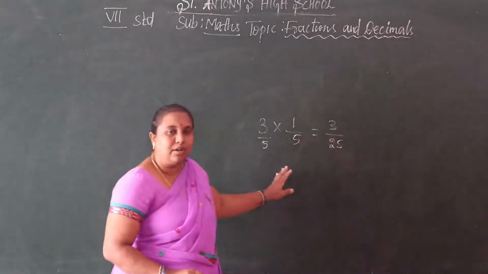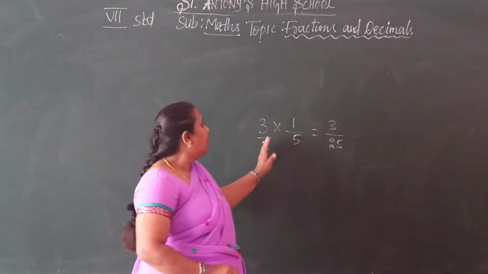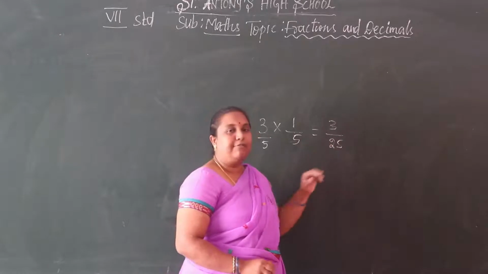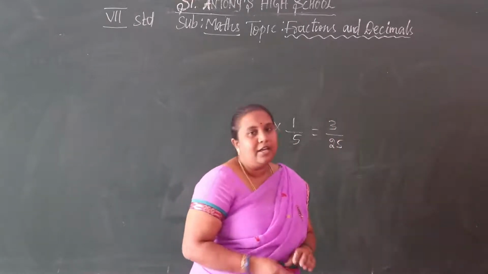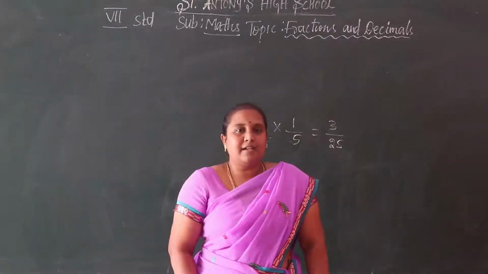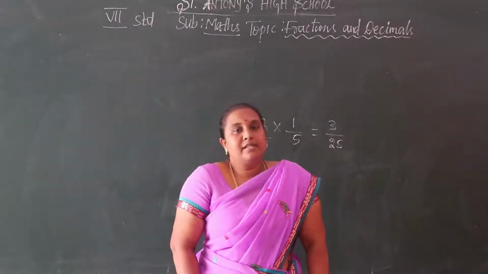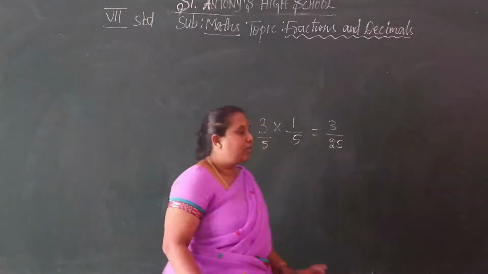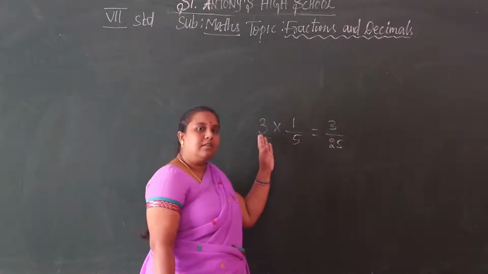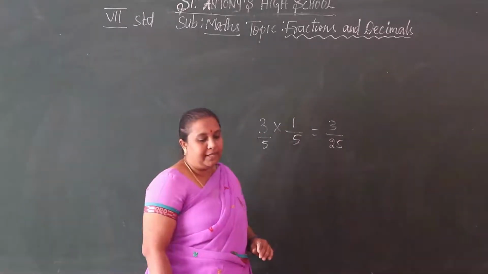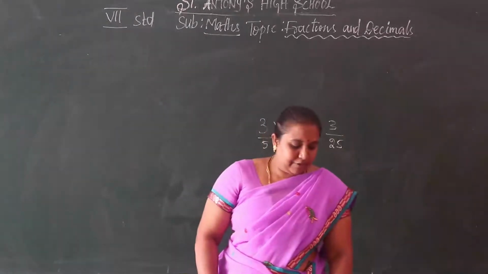So this much. Okay. We have it like this. We have 3 by 25. The numerator is less than the denominator, so it is a proper fraction.